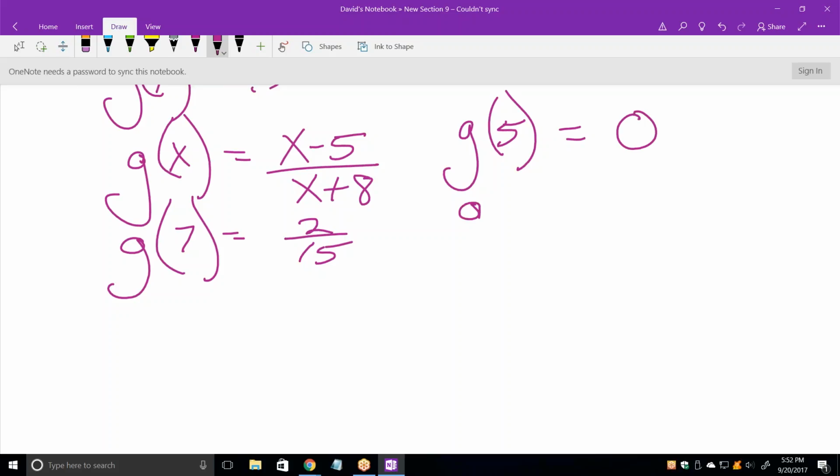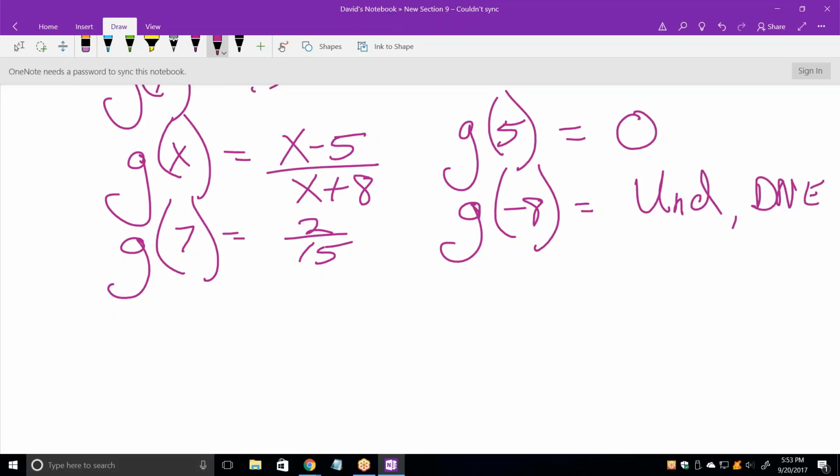The next one is g of negative 8. I can already tell that wouldn't work because that's a 0 in the denominator. Undefined. So does it not exist then? Undefined or does not exist, either one pretty much means the same thing. You cannot divide by 0. That's like the number 1 rule of all mathematics.